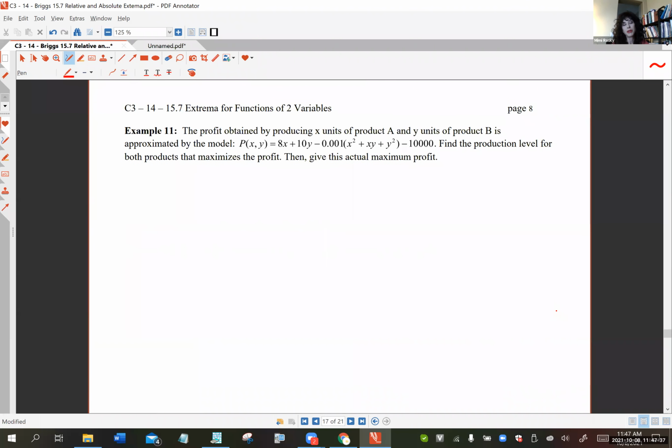So I love this problem because I used to teach business calculus many years ago, and I like to bring in some economic stuff in here. You guys should know a little bit of econ. Maximizing profit. So they're telling you a company produces X units of product A and Y units of another product they sell, product B. Cool. And they're giving you a profit function. And they want you to find the production level for the products that will maximize their profit. Fine. And then give the actual profit that is maximum.